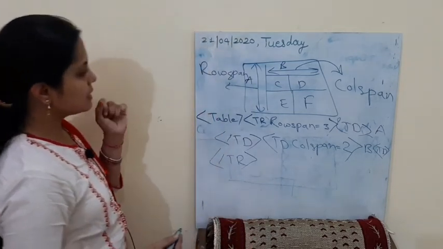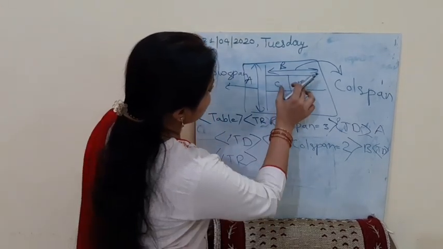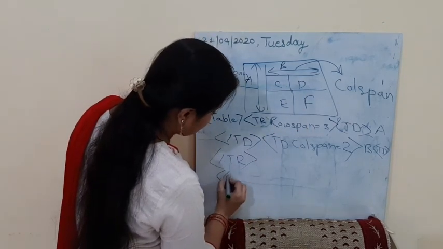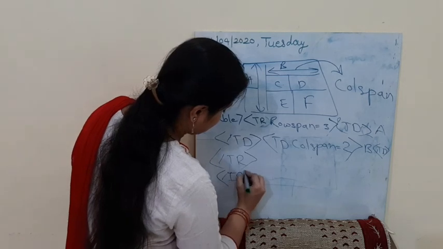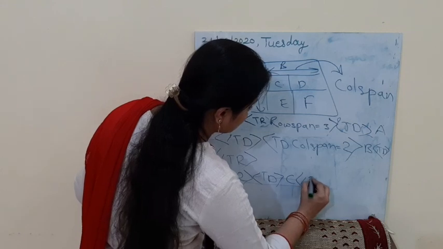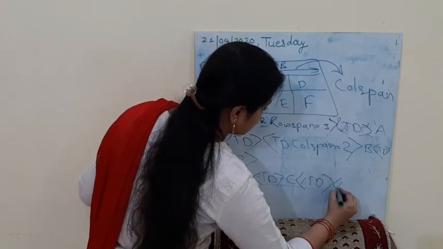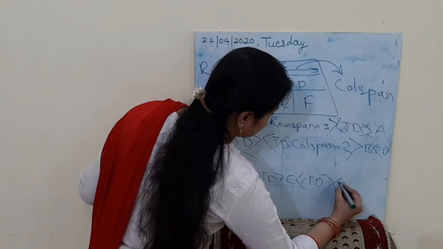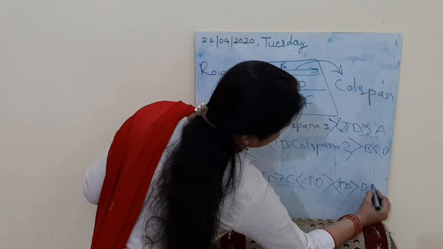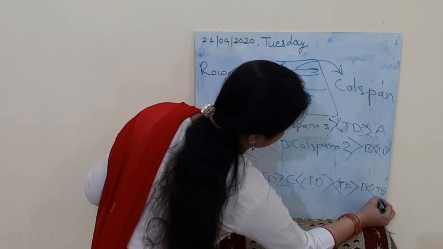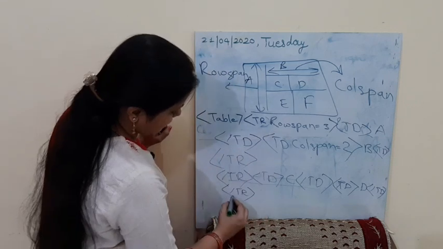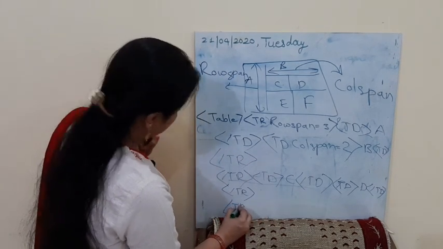Now when I will create the next row, I will see that I am having only two values, 1, 2, 1, 2. So I will be writing here, as soon as I start, I will write tr, td C slash td, td D slash td, slash tr.